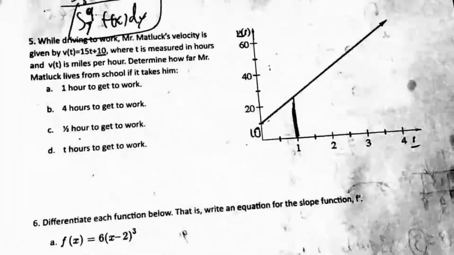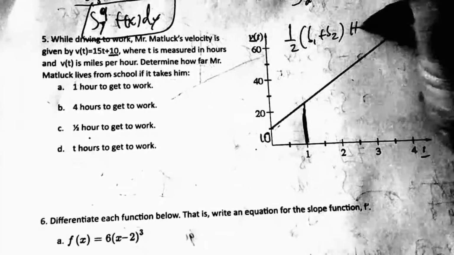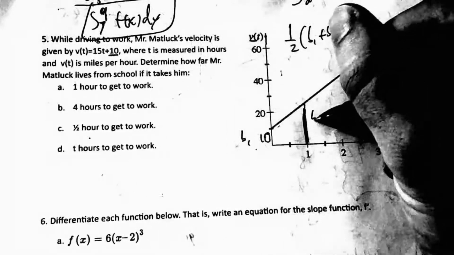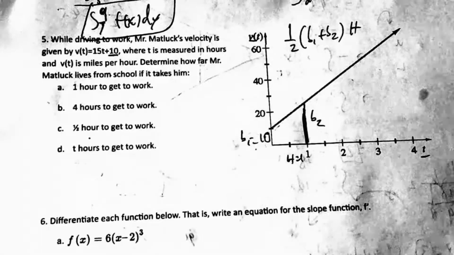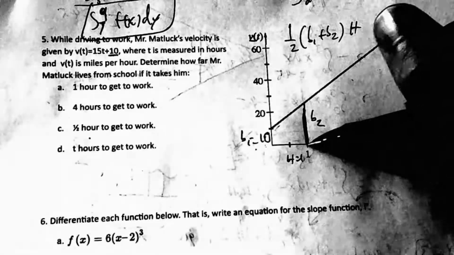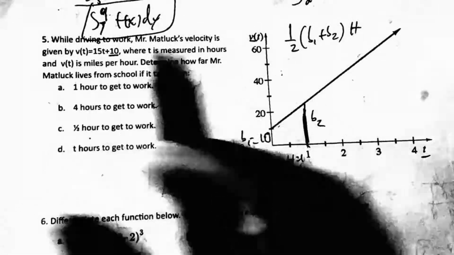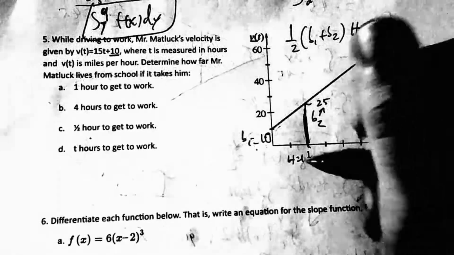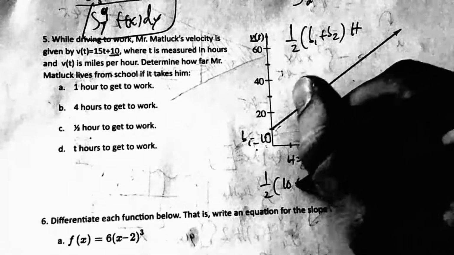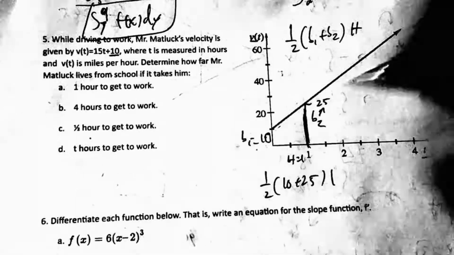And then, if we think about the trapezoid rule one more time, it's 1/2 b1 plus b2 times h, where this is your b1 and this is your b2 and this is your h. So, okay, well, I know the h is 1 here. I know that the b1 is 10. And I know that the b2 is, well, it's at 1. So I would plug in 1 into my equation. So it's 15 plus 10, which is 25. So this right here is 25. So b2 is 25. So I would just do 1/2 times 10 plus 25 times 1, which is 35 over 2.